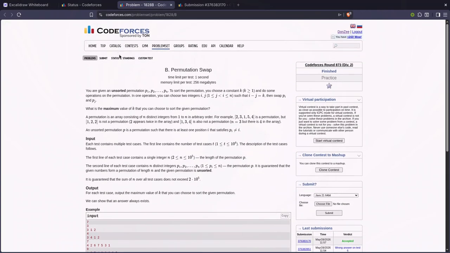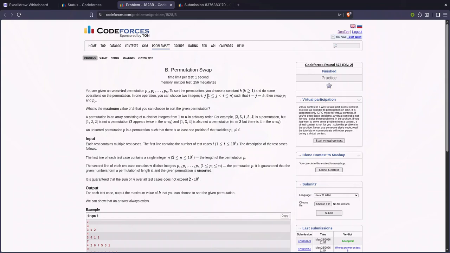900 rated question for today. So the question says that you are given an unsorted permutation and we need to sort the permutation. You can choose any constant k and do this operation.